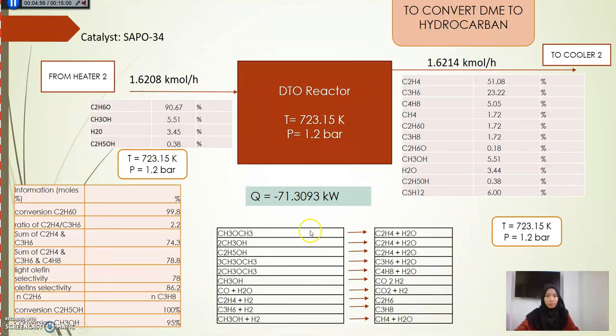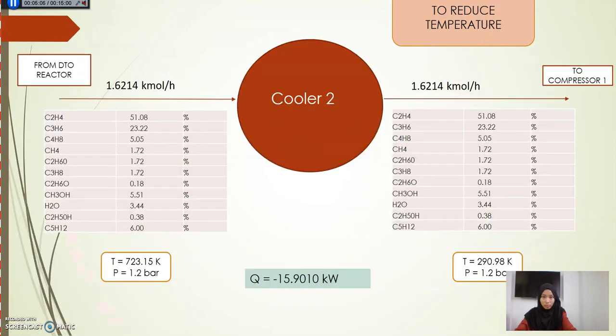The Q released by the reactor is 71.2093 kilowatt, and the output is 1.6208 kmol per hour, then it enters the cooler. For the cooler, from the reactor, the input is 1.6208 kmol per hour, and the outlet is the same. The pressure input and output are the same, but the temperature for the input is 723.15 Kelvin. The temperature outlet is 290.98 Kelvin. Q produced by the cooler is negative 15.9 kilowatt.